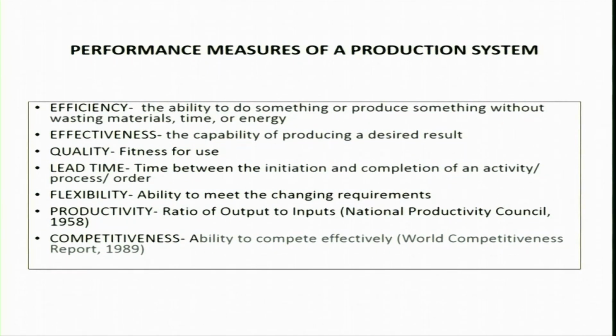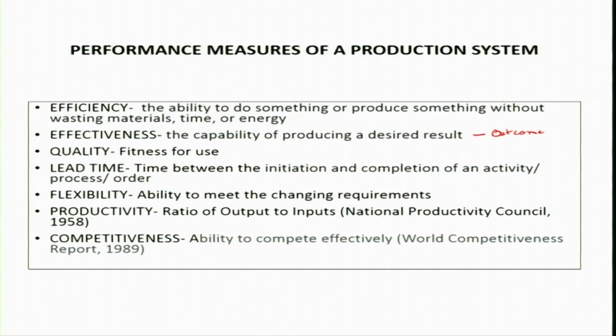Then we need to be effective also. That means we are doing the activities which are desired by the customer, which are needed by the customer. If I produce something, there is a customer who is ready to purchase it. So, that is called effectiveness. How effective are your actions? The capability of producing a desired result, desired product, desired output. So, this is more related to outcome. Effectiveness is more related to outcome, whereas efficiency is more concerned with consumption of resources.